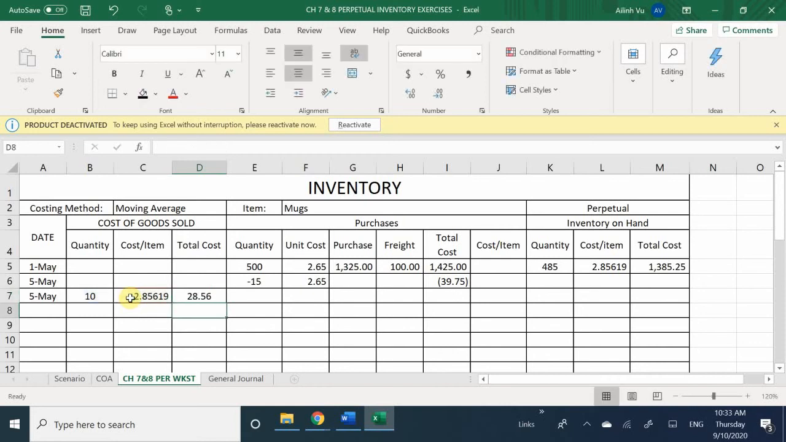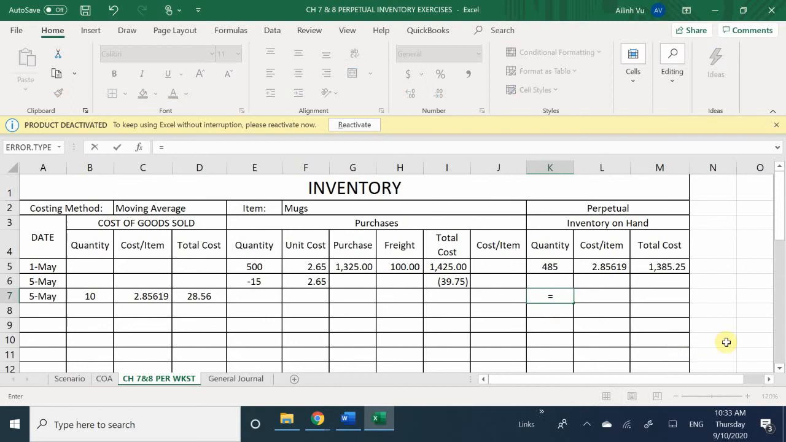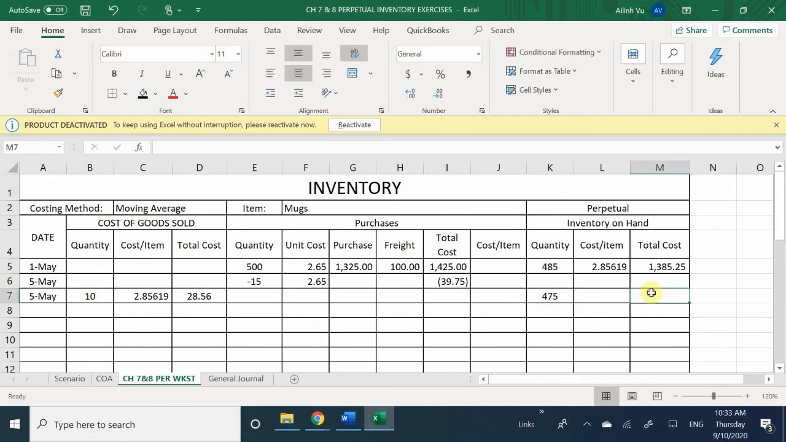Oh, wait. I think Julie said it already. $28.50. Okay, good. So $28.50. Now, because we've sold this item, do we still have 485 items left in here? No. So here, 485 minus the 10 items I sold. Now we are at 475.